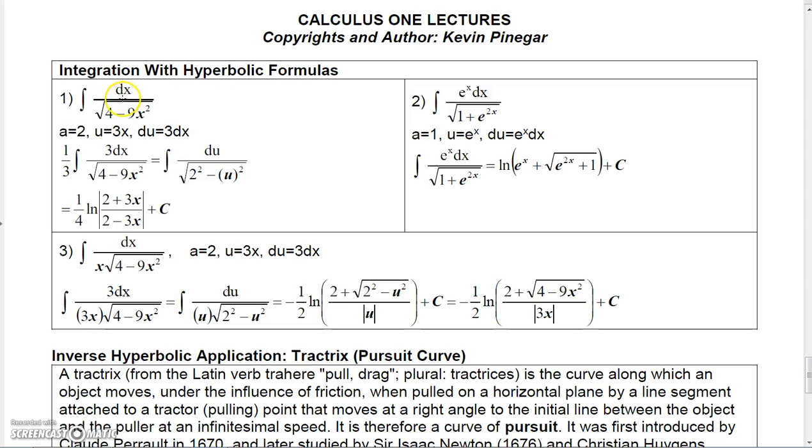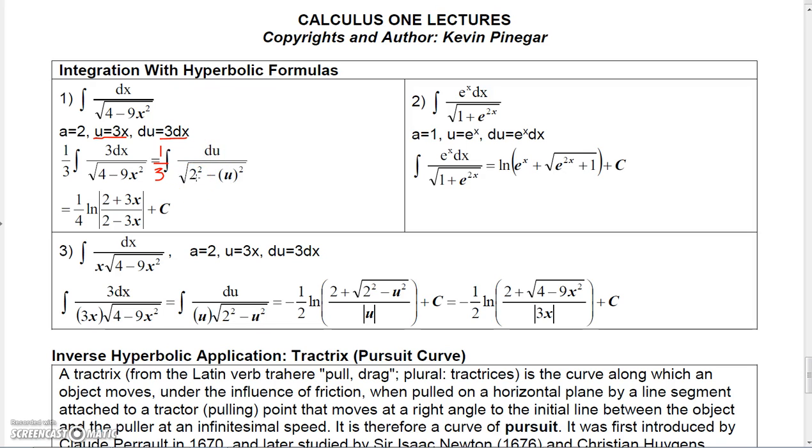So if I let u be 3x, then du would be 3dx. So if I multiply the top by 3, the outside by a third, then the top's going to be du. So now I have du over the square root of 4 minus 9x squared. So that's really du over the square root of 2 squared minus u squared. I lost my 1/3, didn't I? Okay, let's see how that affects me. Alright, so du over that.